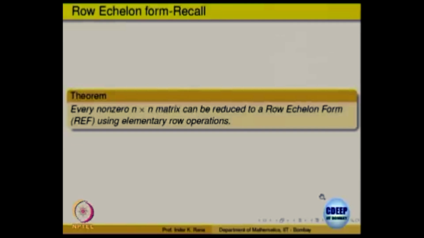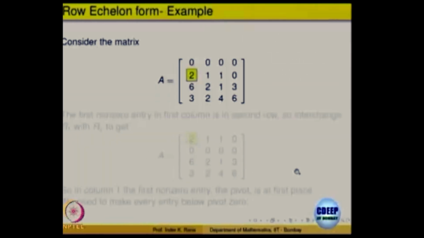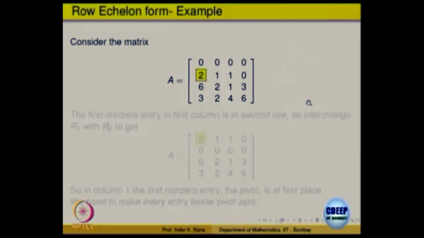Right. So we stated a theorem that every non-zero M cross N matrix can be reduced to a row echelon form. Let me go through one example again to show how it is done, so that it is clear to everybody. We are given this matrix A. The process is that we scan the columns of the matrix, starting with the first column.